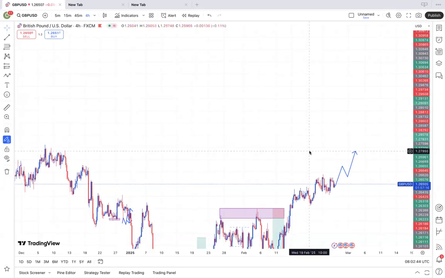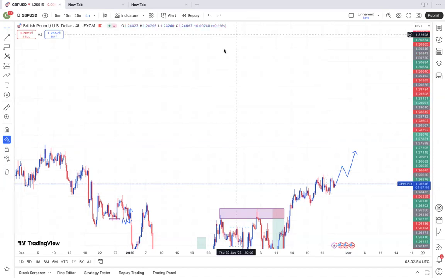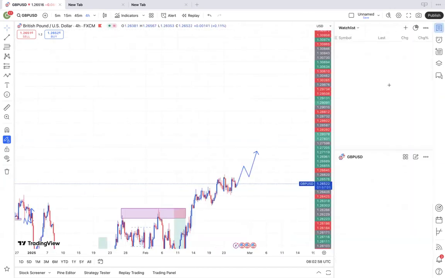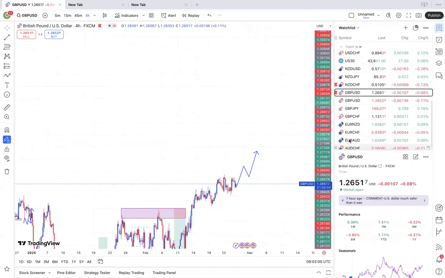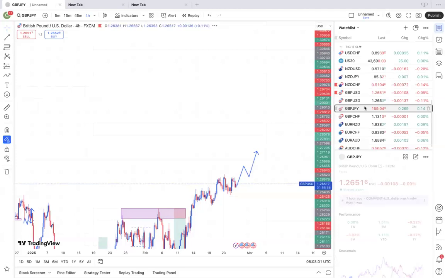Pretty much. So that brings us to, I'm looking at US 30 continuation sells, US oil continuation sells, GBP USD buys, gold continuation of sells, but buy opportunities are visible. And then that brings us to the last pair, which is GBP JPY.